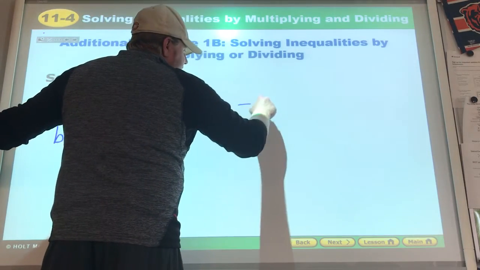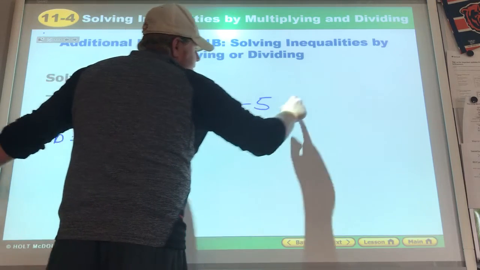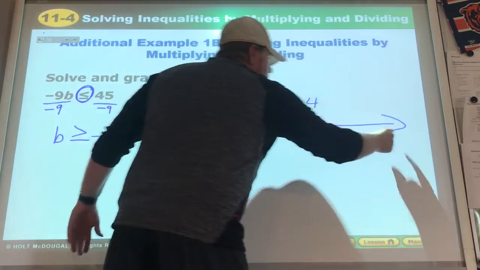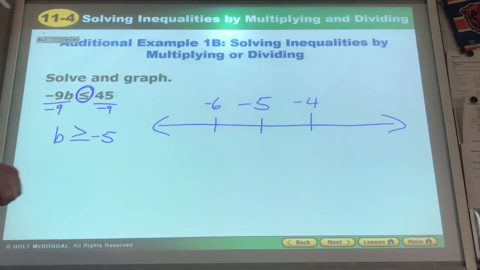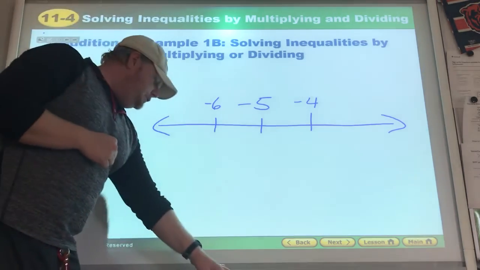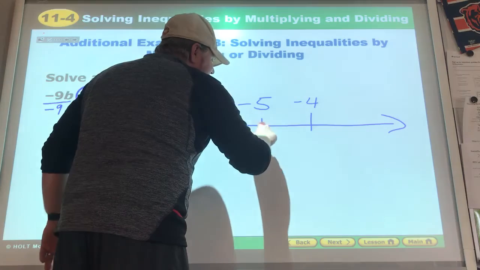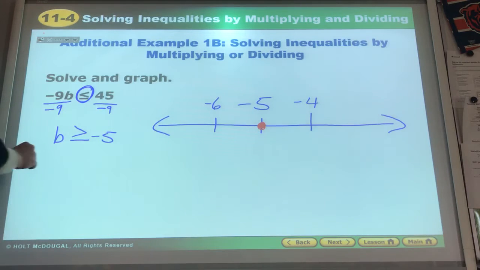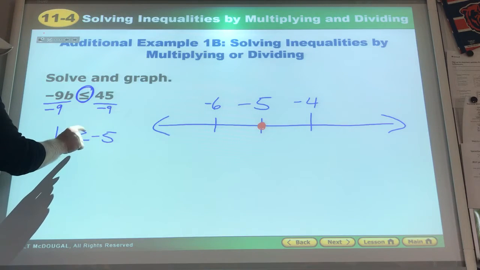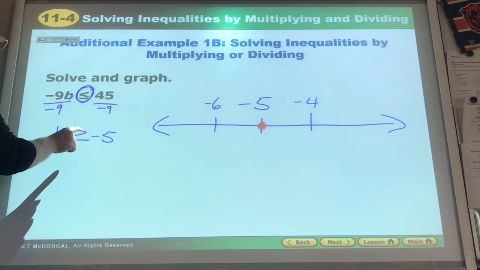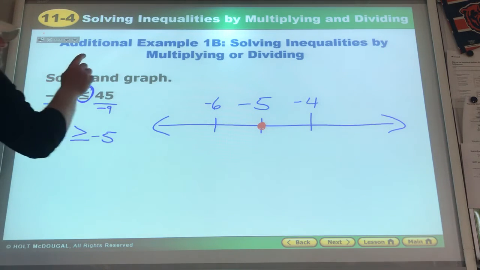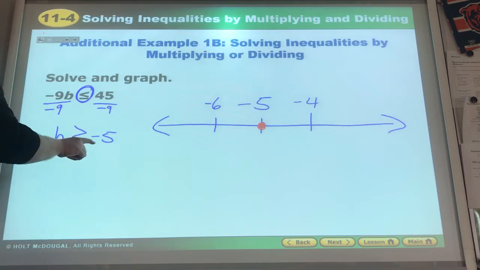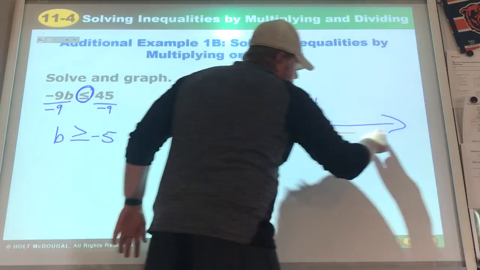So, negative 5, negative 6, negative 4. Always put 3 points on it: one bigger than your number that you found, one smaller. Now there's an equal to sign there, so we want to put a solid dot. Solid dots mean it can include negative 5. Now we've got to decide. Is negative 6 greater than or equal to negative 5? No, it's not. So let's try negative 4. Negative 4 is greater than negative 5? Yes, it is. So we want our line to go this way.